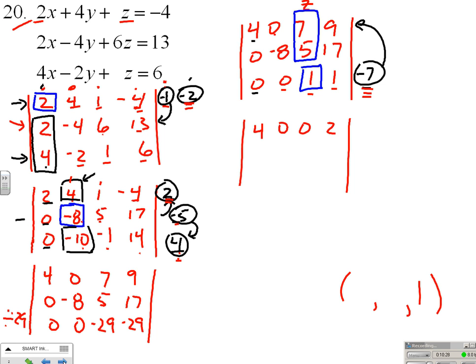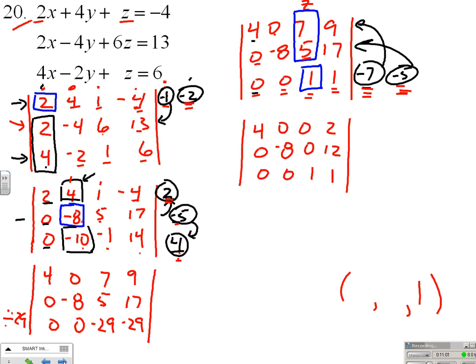I need to multiply row 3 by negative 5 and pay a visit to row 2. So 0 times negative 5, 0 and 0. Never lose a 0 we worked for. 0 times negative 5, 0, added into negative 8. 1 times negative 5, negative 5 added into 5, 0. That's why we're doing it. And 1 times negative 5, added into 17, 12.